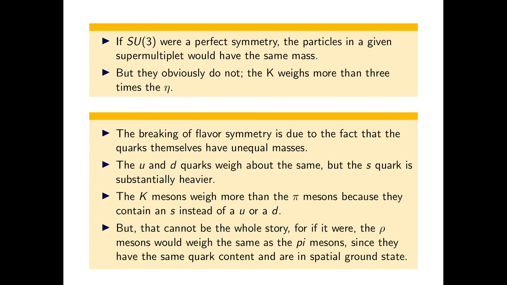If it were perfect symmetry, then all the particles would have the same mass, but they do not. We know that K weighs more than pi, and this is because the s quark is substantially heavier than both the up quark and the down quark. As a result, the K meson weighs more than the pi meson. But this can't be the only reason, because if that were the case, then the rho mesons would weigh the same as the pi mesons, since they have the same quarks and the same energy levels. Next slide.